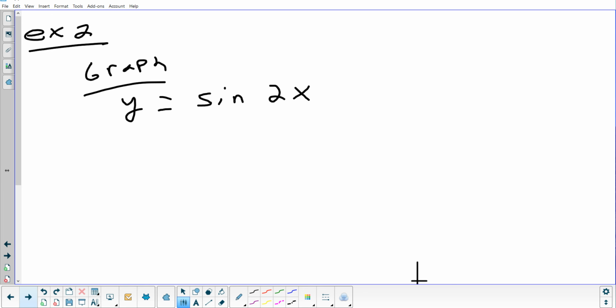Again, we're multiplying. Okay, so multiplying tells me something. Anytime you multiply, that is a stretch or compression. But I don't know yet if it's a vertical or a horizontal. So the next question, where are we multiplying? Is it next to the x, or is it in front of the function?